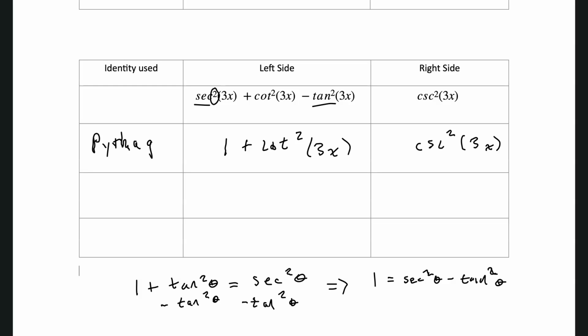Okay, at this stage, we now have something that looks very similar to a Pythagorean identity that's separate from this Pythagorean identity, and that is exactly 1 plus cotangent squared theta. So we're going to use Pythagorean again, and we replace this 1 plus cotangent squared theta with cosecant squared theta. Alright, so notice that I was about to write theta, but we need to keep in mind that in this problem, theta is 3x.